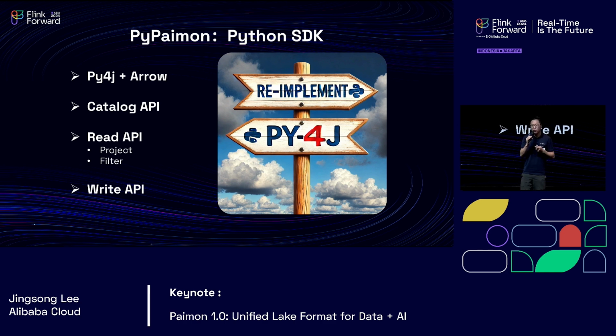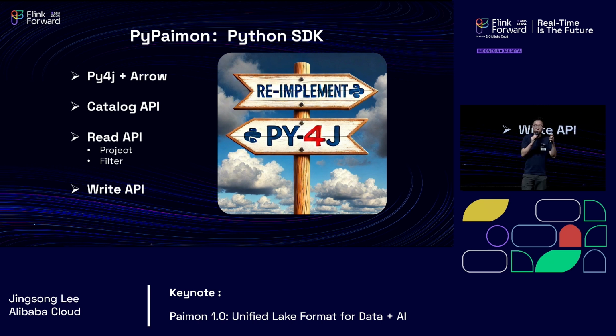So another way is using Py4J. Py4J is a very good library that lets you run a JVM in Python. Another library is Arrow. Arrow is a very good library for exchanging data between two languages. You can produce data in Java and pass the data into Python, and you can generate data in Python and pass data to Java. Through these two technologies, we have introduced PyPaimon, the Python SDK of Paimon.